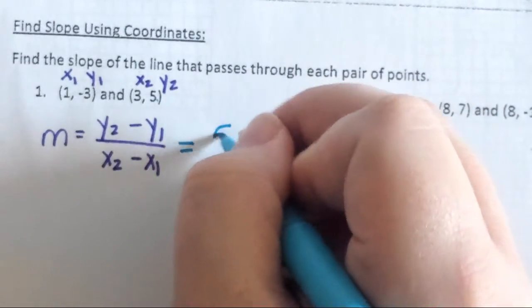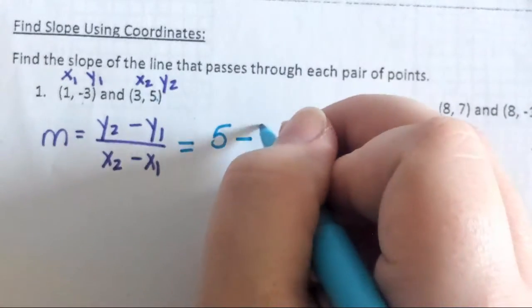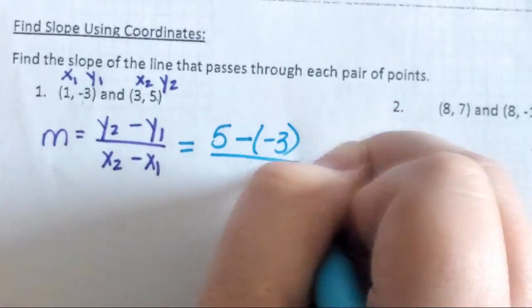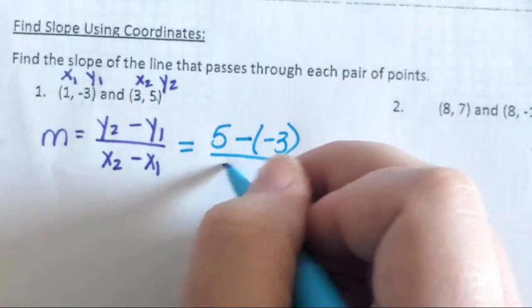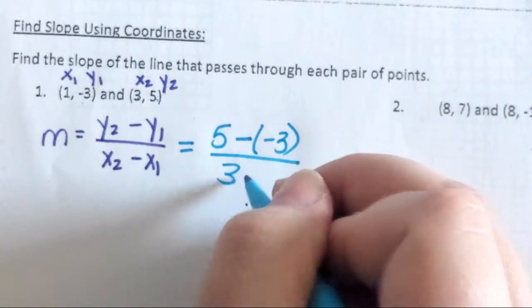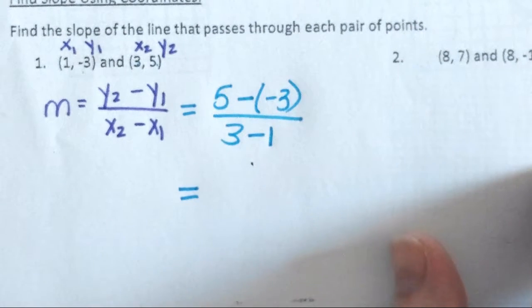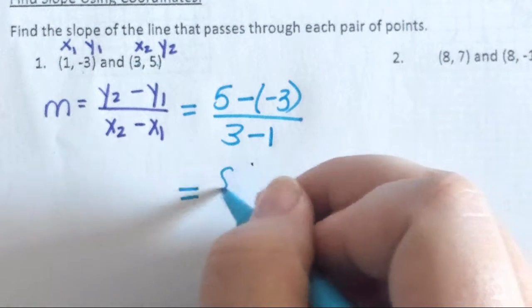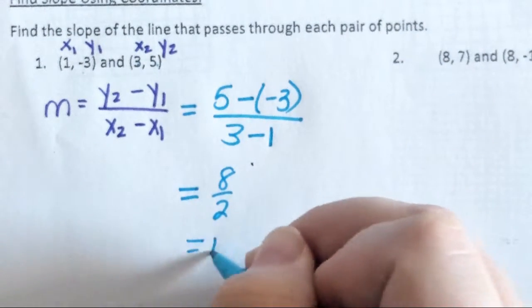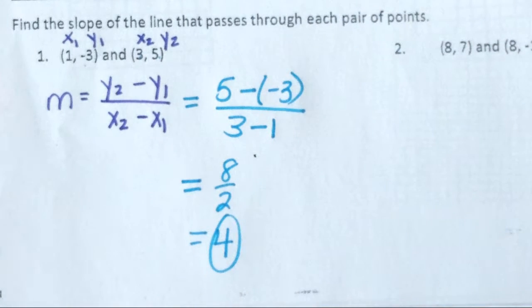So y2 is 5 minus y1 is -3, divided by x2 is 3 minus x1 is 1. So I end up having, what is my final answer? I have 8 over 2, which really is 4. Perfect. Are there any questions about that one?